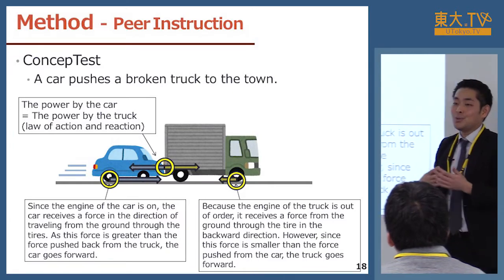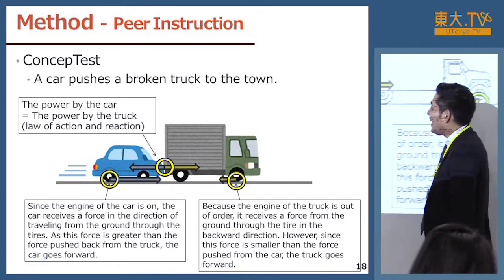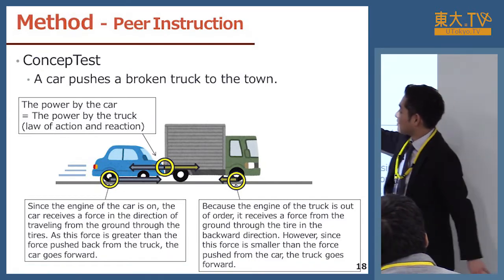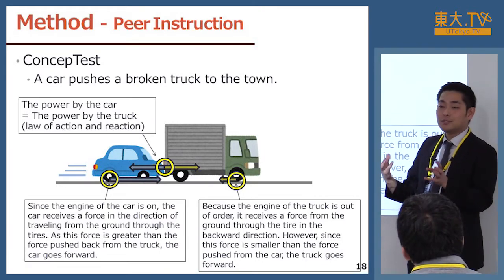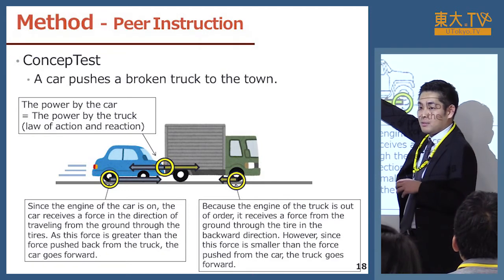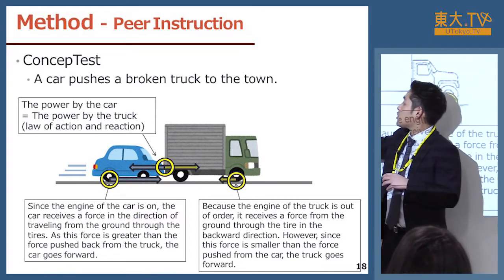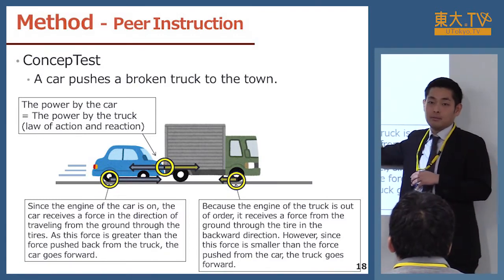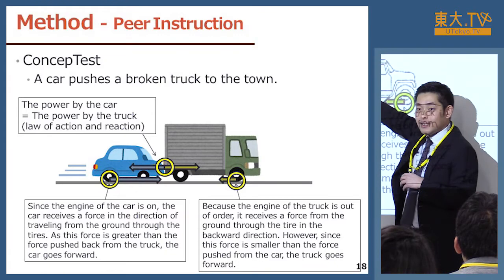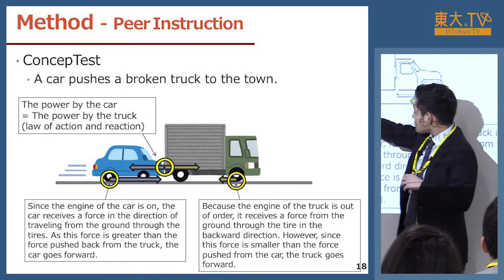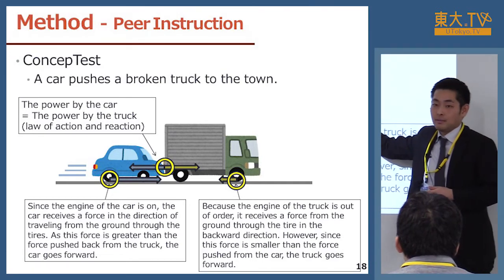However, I think you are not convinced by saying this is a law. So I would like to explain a little bit more. When you think about the forces, you have to focus on one object, okay? If we focus on the truck, there is a pushing power and the friction power by the tire, because the engine is broken. So why the truck is moving forward is because the pushing power is bigger than the friction power.